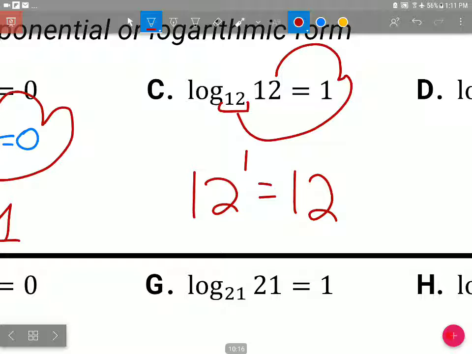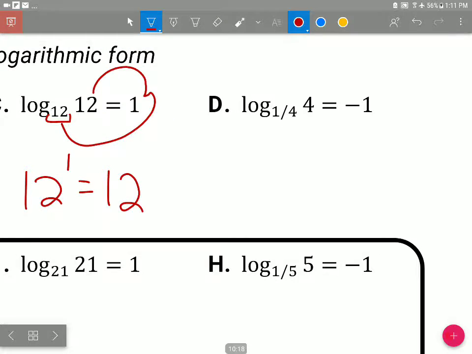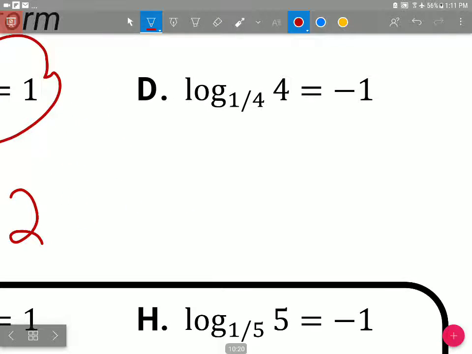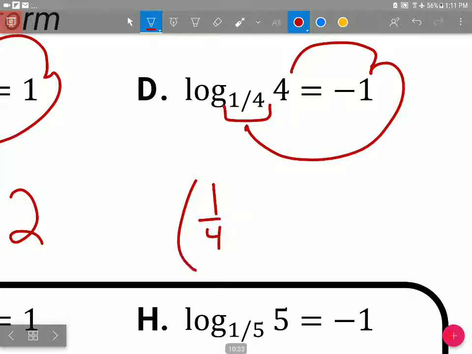Okay? Last but not least, letter D. What is your base in this instance? 1/4 or 0.25, that's fine. So 1/4 to the what power? Negative 1. 1/4 to the -1 equals 4.